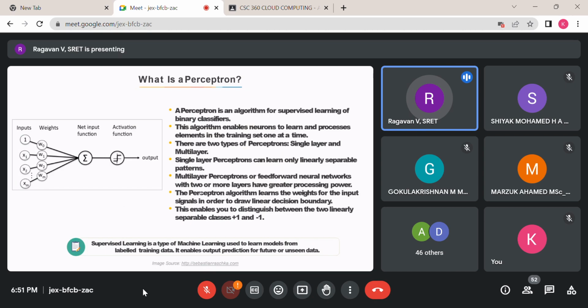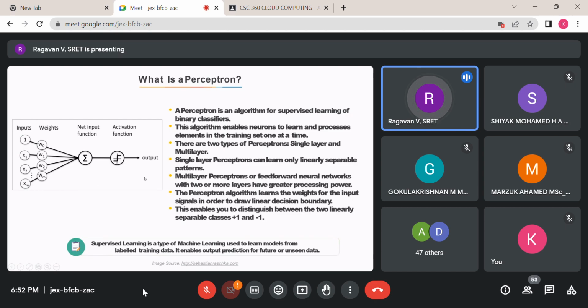So the perceptron learning rule is nothing but an algorithm or learning rule for supervised learning of binary classifiers. You have n number of inputs with associated weights. This algorithm enables neurons to learn by processing elements in the training set. These input values are nothing but your training data. This training data is associated with random weights, these summed inputs and weights are passed through the activation function. This is the entire perceptron, guys.